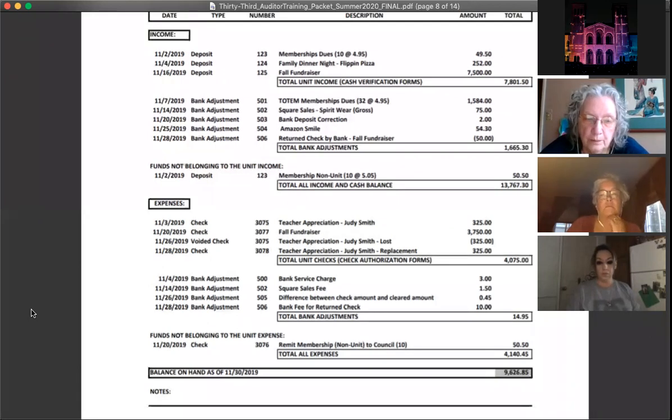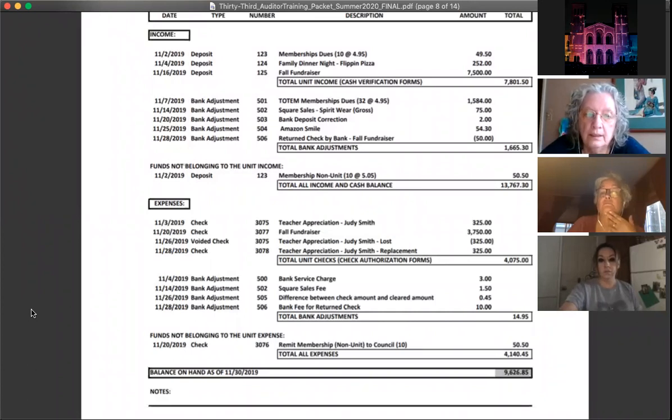and then you'll look toward the bottom there under bank adjustments for expenses. There's a Square sales fee of $1.50. So the $73.50 is composed of the sale minus the fee, and you have to record the fee as an expense. So if they're reporting $73.50 as income, that would be incorrect. You want to recognize the expense.